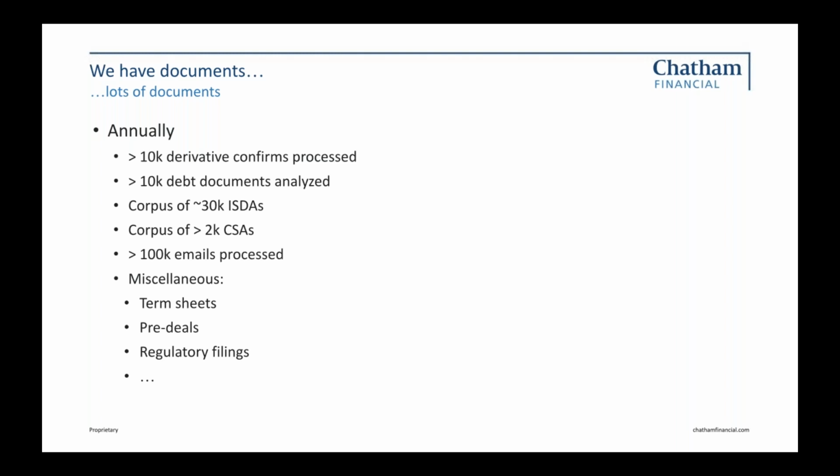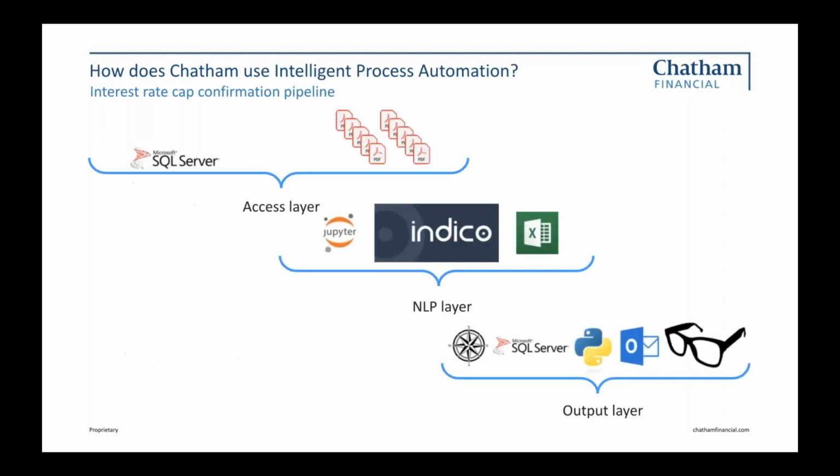We have a corpus of roughly 30,000 ISDAs, probably the highest variety of ISDAs that anyone has in the market, because we transact with everybody for everybody. And that comes along with a large corpus of credit support annex documents as well. And of course, everybody's favorite thing is email. And we process more than 100,000 emails throughout the year from clients, from regulators. And I can't leave out the miscellany: term sheets, pre-deals, regulatory filings. Basically, you name it, we see it. Let's go on to the next one.